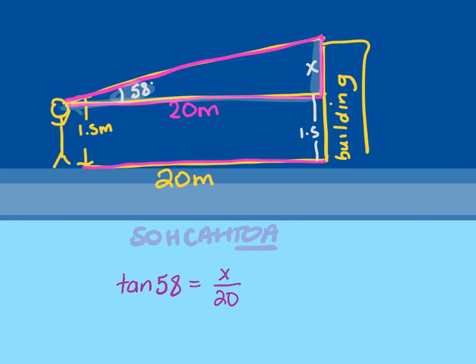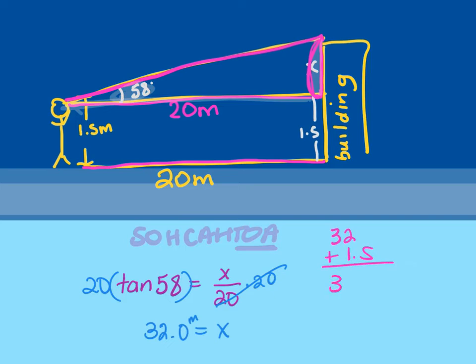The 20 is in the bottom, so I'm going to multiply by 20 on both sides. It cancels from here, and I get 20 times the tangent of 58, which is 32.006. So 32.0, and this is meters high. Again, that's just this measurement. So if I want the height of the building, I have to take that 32 meters and I have to add the 1.5 meters onto it, making the building 33.5 meters tall.